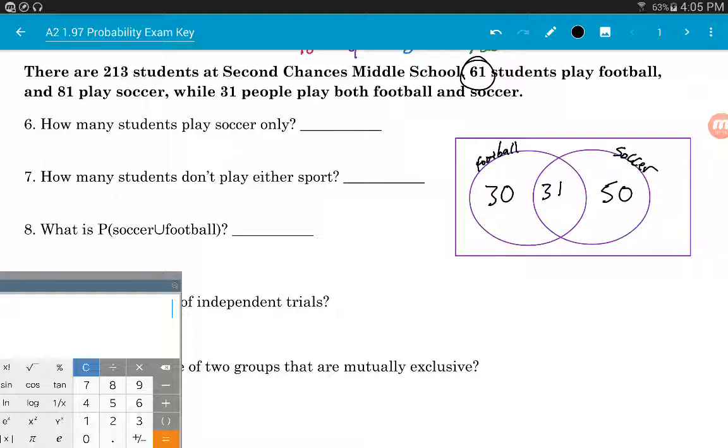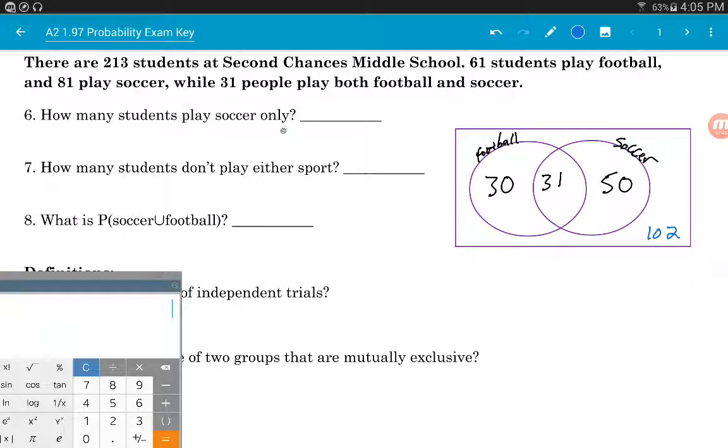And now what do I do with the 213? The 213 is what this is all supposed to add up to. So if I add these together, 30 plus 31 plus 50 equals 111. But I'm supposed to have 213, so let's see how many we have left. 102. So there are 102 people that are not in either sport.